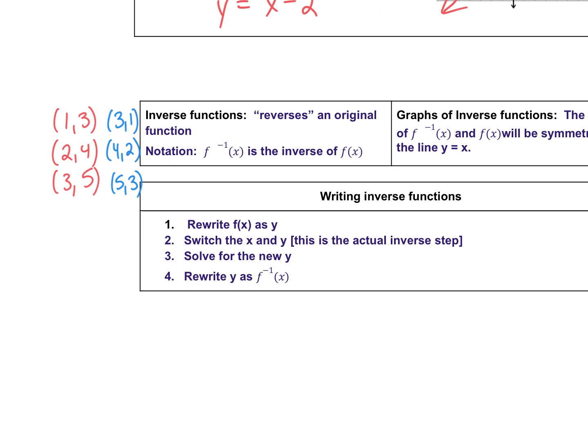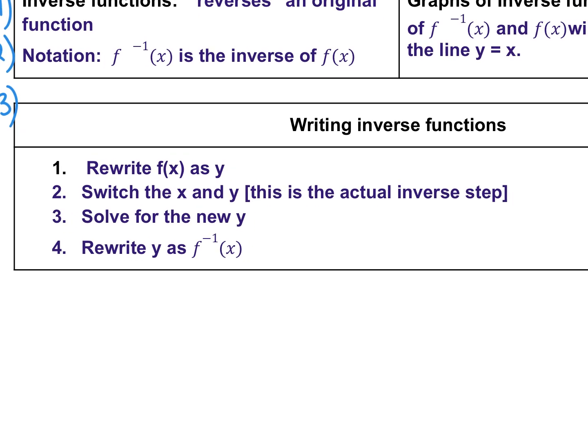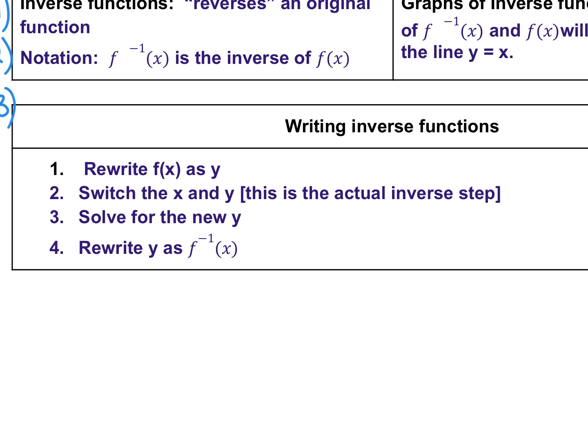How do we do this algebraically? Okay, we know what they look like on a graph now. How do I do it algebraically? It's this 4-step process right here. And the more we practice it, the more it's going to make sense. It's actually pretty easy, okay?